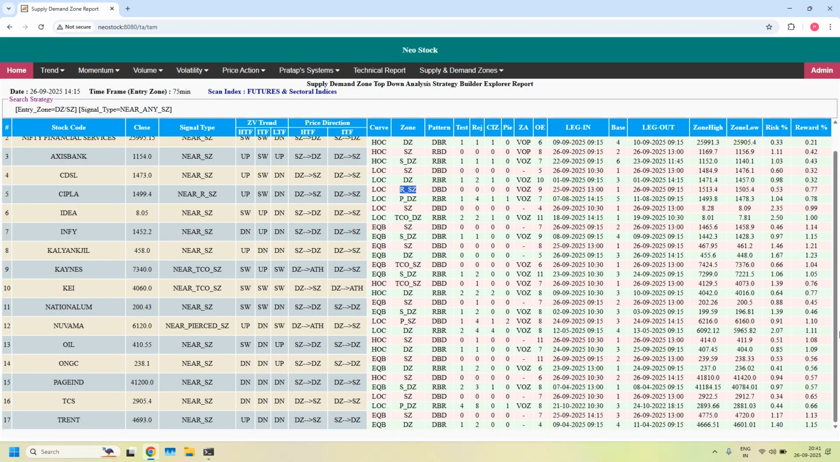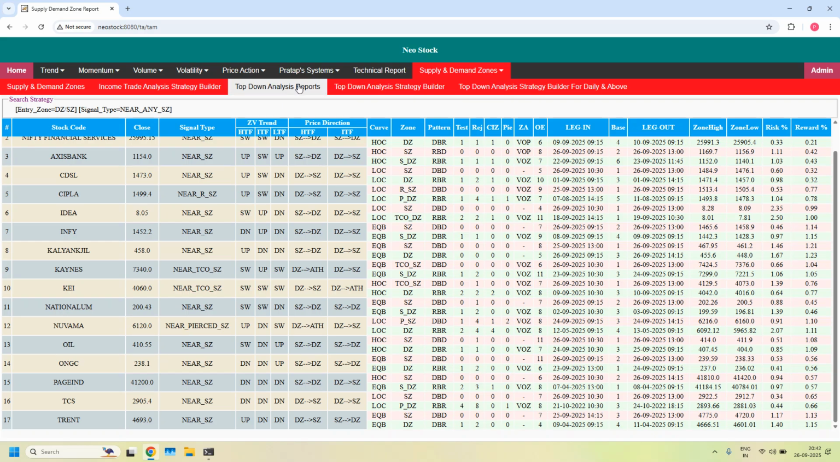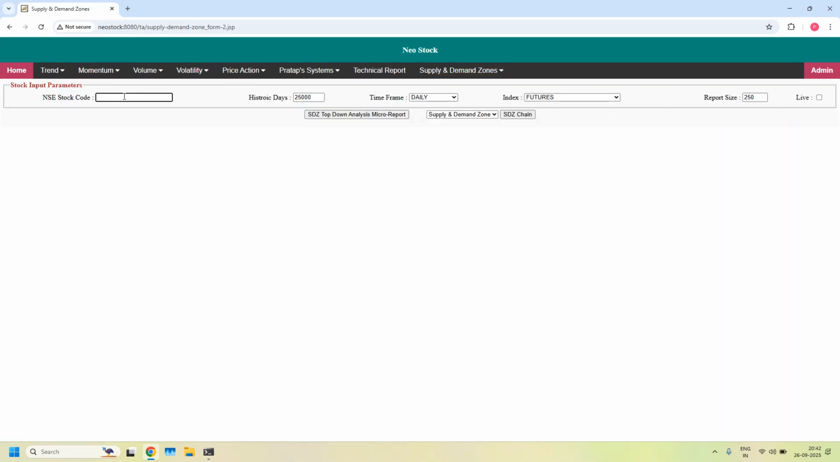So this is about stocks near demand daily and 75 minutes demand and supply zones for the high liquidity zone strategy that you learned in lesson 21.3 video. Next, we'll generate NIFTY and BANKNIFTY supply demand zone chain reports. Starting with NIFTY, generating monthly supply demand zone chain for NIFTY.